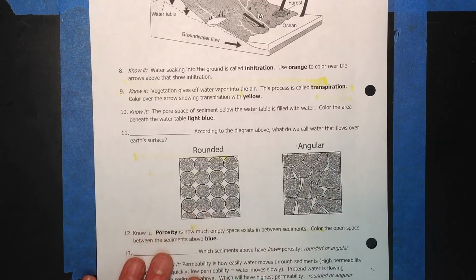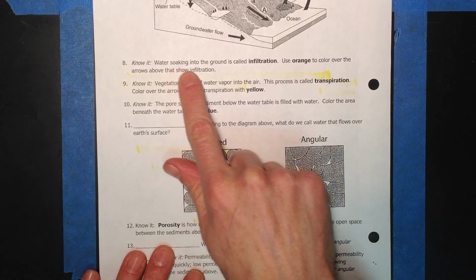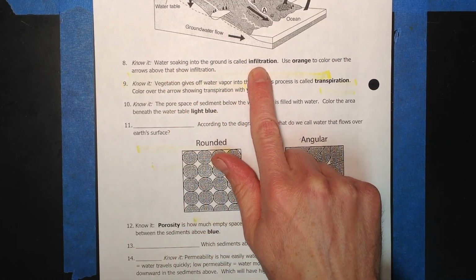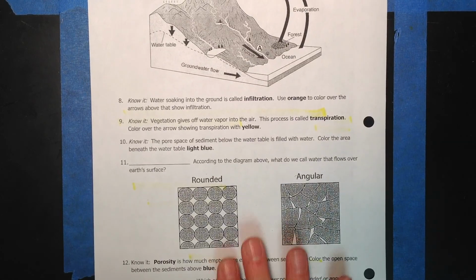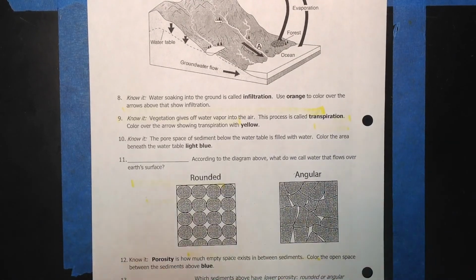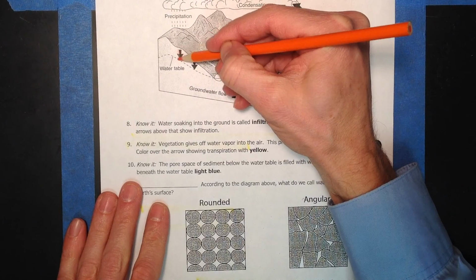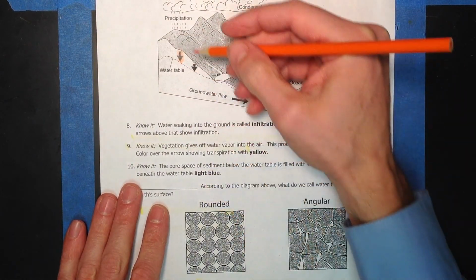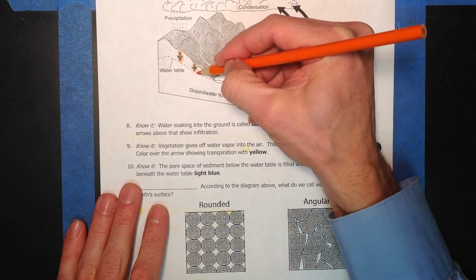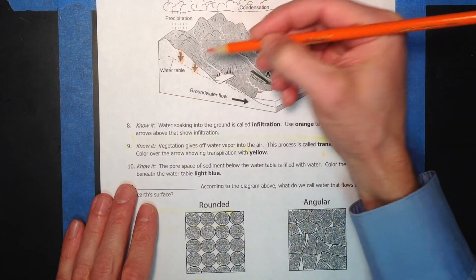On the back, 8. Know it. The water soaking into the ground is called infiltration. Use orange to color over the arrows above that show infiltration. Orange showing infiltration, water soaking into the ground, is this right here.